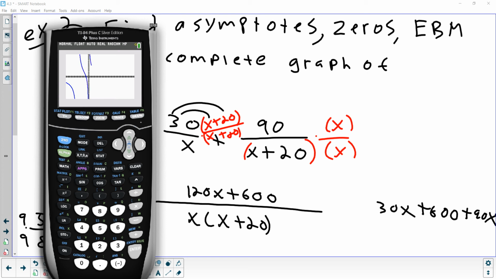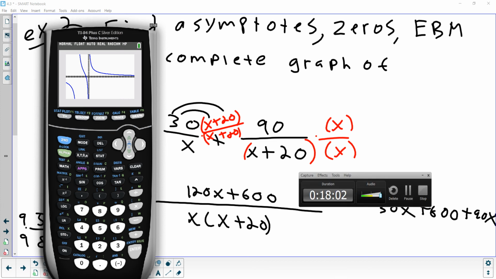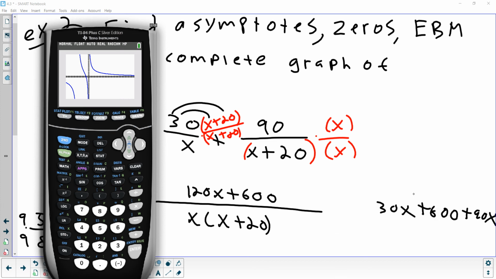So there you can see your vertical asymptote at -20. You can see another vertical asymptote at 0. So this graph is really broken into 3 parts. Now in the word problem, only one of those parts really makes sense. Out of the 3 parts, which one makes the most sense? The positive part, right? The part in quadrant 1. That really represents what's happening in this problem.